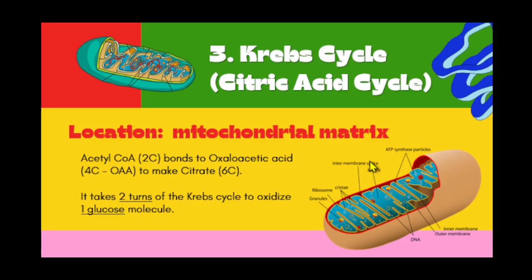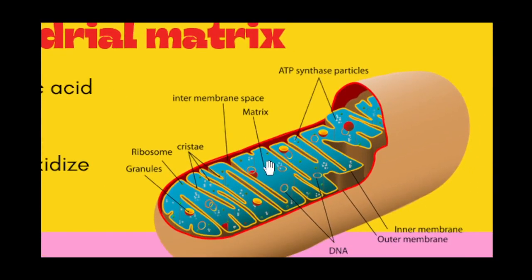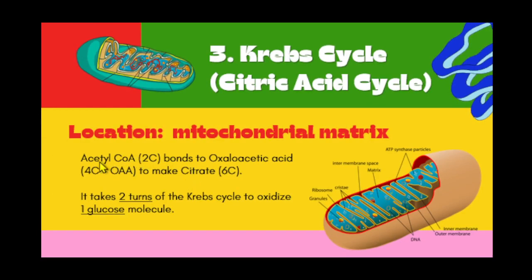Okay, let's see. The Krebs cycle is also called the citric acid cycle, and the location for this is now in the mitochondrial matrix. If we look at our mitochondria over here, the matrix is the innermost part, inside the folds, the cristae. Acetyl-CoA with 2 carbons bonds to oxaloacetic acid, or OAA, which has 4 carbons, to make the product citrate or citric acid. So that has 6 carbons.